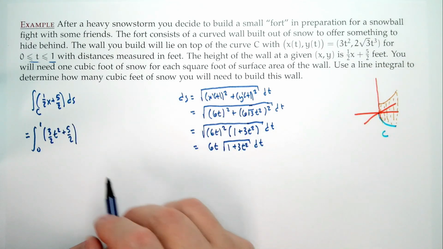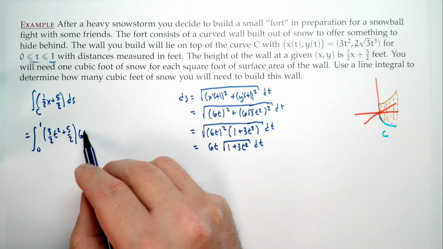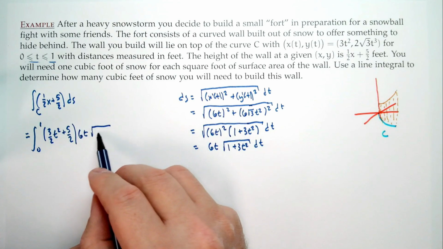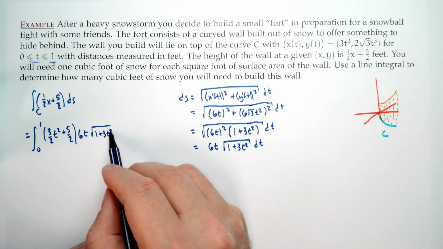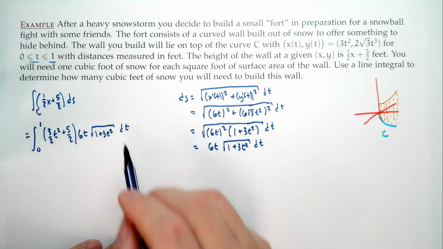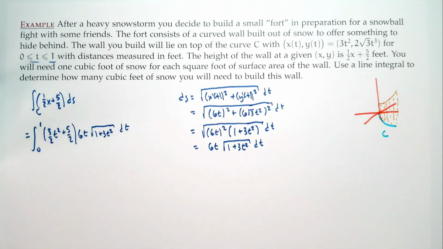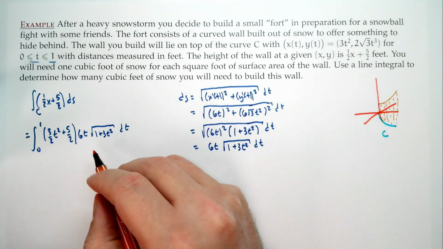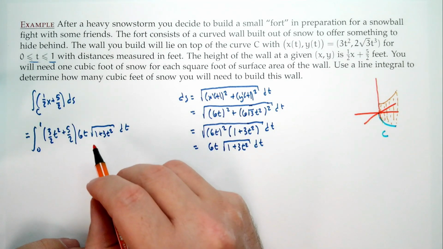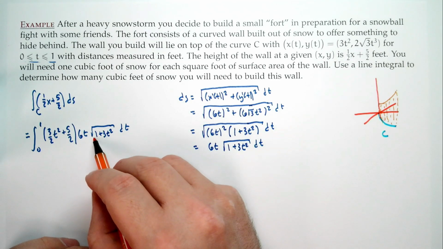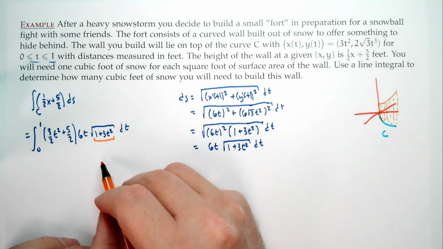And then the ds becomes our 6t square root 1 plus 3t squared dt. Now at this point you might say, okay, why don't we just multiply it all out? Life is good. However, we have a square root. So when we have a square root, we want to be a little bit cautious and think about how we handle it. Well, our best way to handle a square root, if we can't get rid of it, is a substitution. So let's plan that.